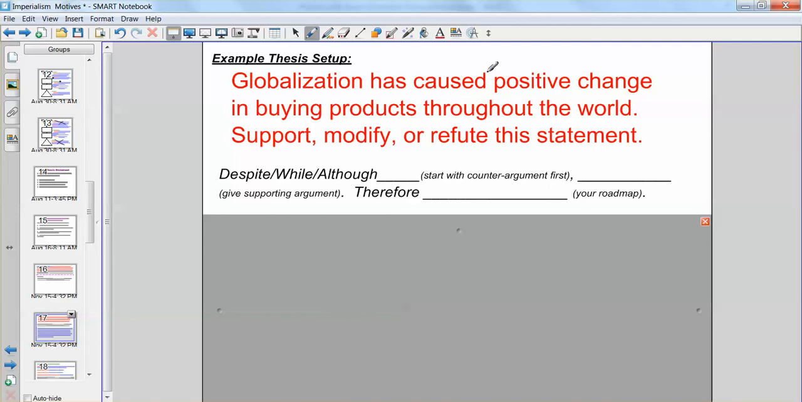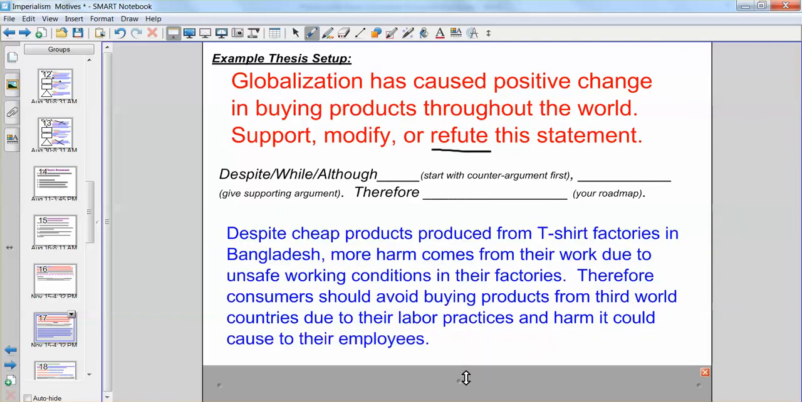Let's say I refute it. I don't like it at all. So here's what I'm going to do. I use the word despite, okay? Despite, and now I'm going to give the counter. Since I believe that there are no positive changes, I'm going to give the counter argument of why people would say positive. Despite cheap products produced from t-shirt factories in Bangladesh, more harm comes from the work due to unsafe working conditions in the factories. Notice that comma, that's the counter, and then I argue my side, more harm. So I'm refuting that, and then I give a reason why.